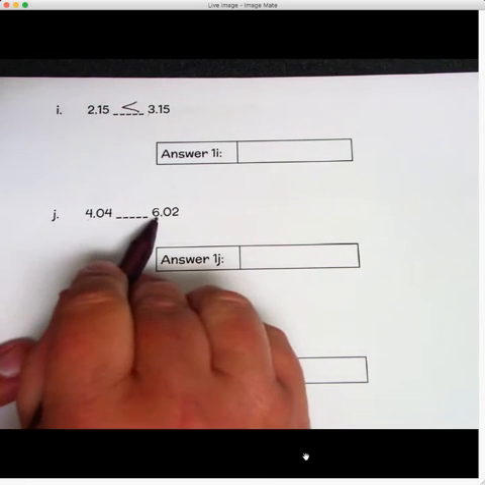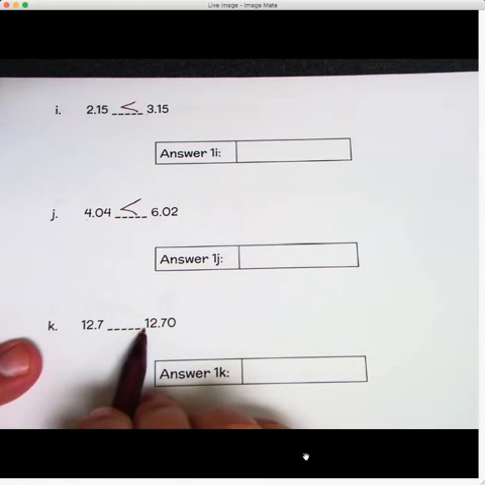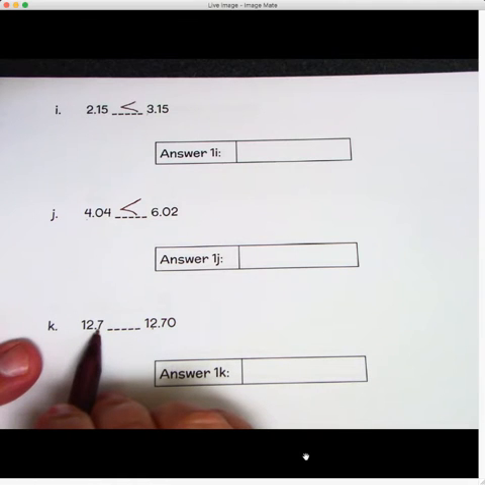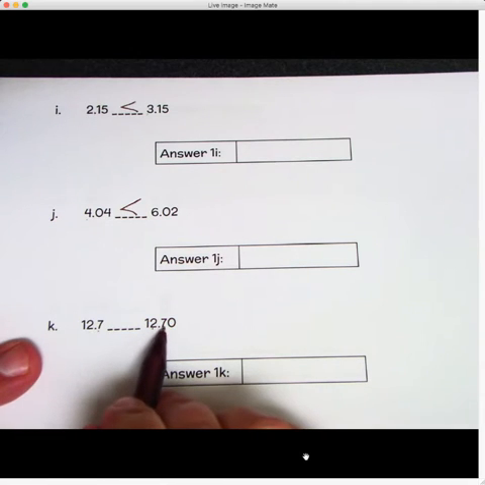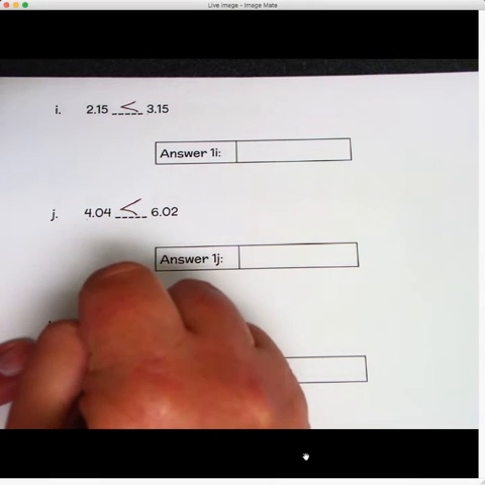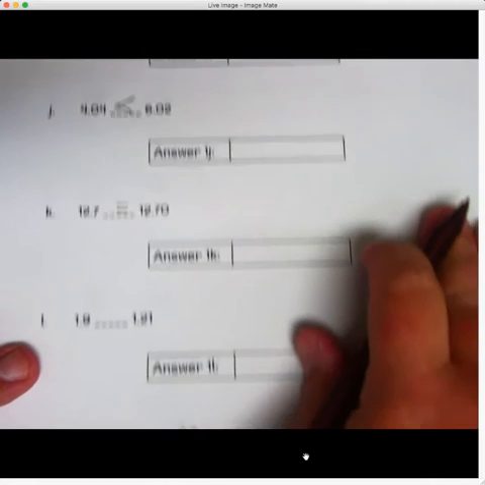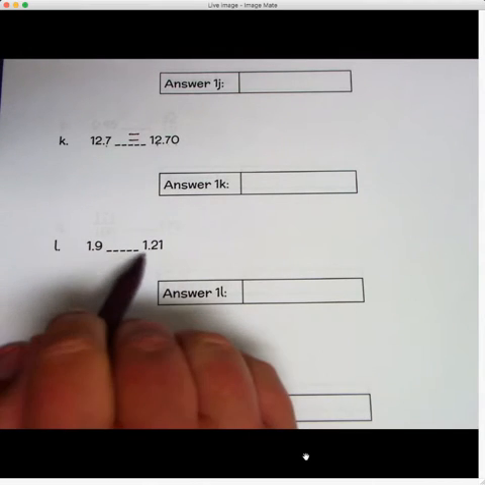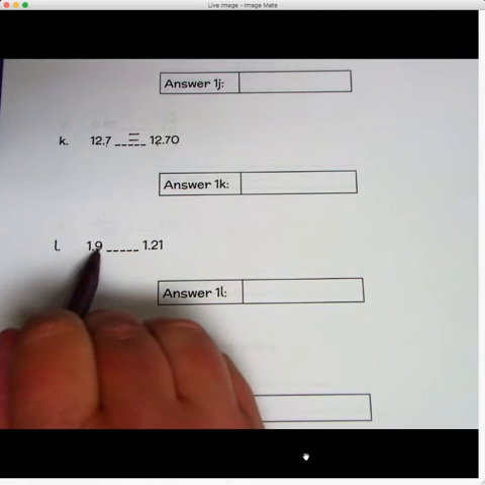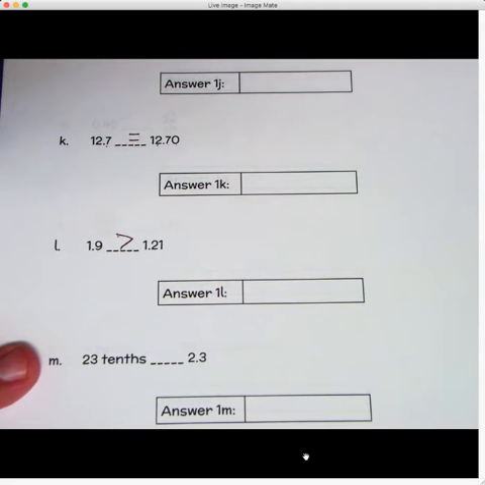4 in the ones place, 6 in the ones place. 6 is bigger than 4. 1 in the tens place, 1 in the tens place. 2 in the ones place, 2 in the ones place. 7 in the tenths place, 7 in the tenths place. Nothing in the hundredths place, nothing in the hundredths place. They're equal. 1 in the ones place, 1 in the ones place. 9 in the tenths place, 2 in the tenths place. 9's bigger than 2.